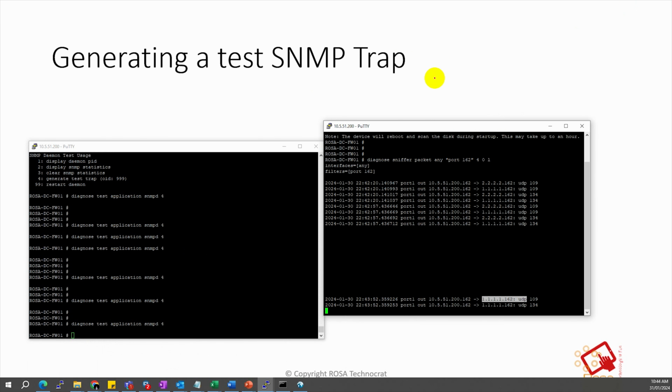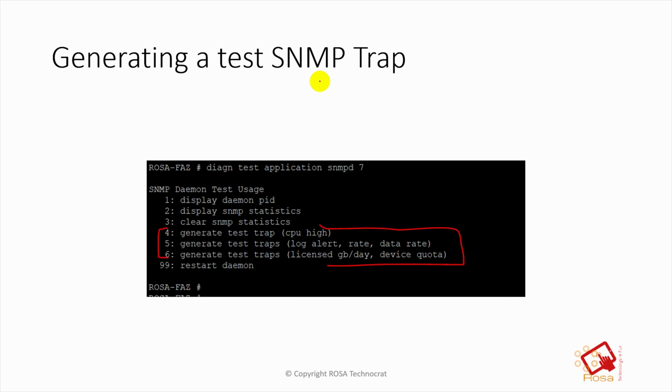Let's go back to our slide. This screenshot I am showing is from FortiAnalyzer. The same way, on the FortiAnalyzer this command is also available: display PID, statistics, generate test trap. For the test trap on the FortiAnalyzer, you have three different options, like test trap for CPU high, for log alert, and so on. But on FortiGate there is only one trap, so the options are changing.